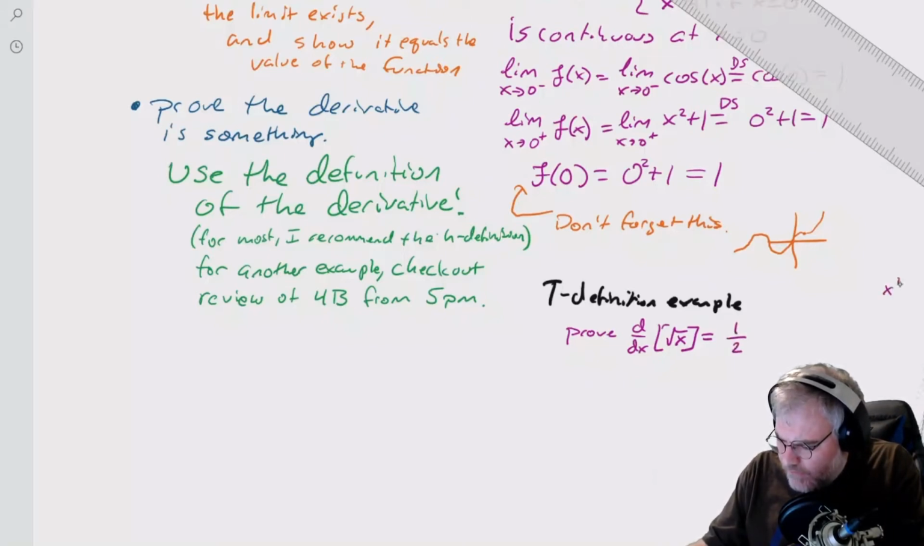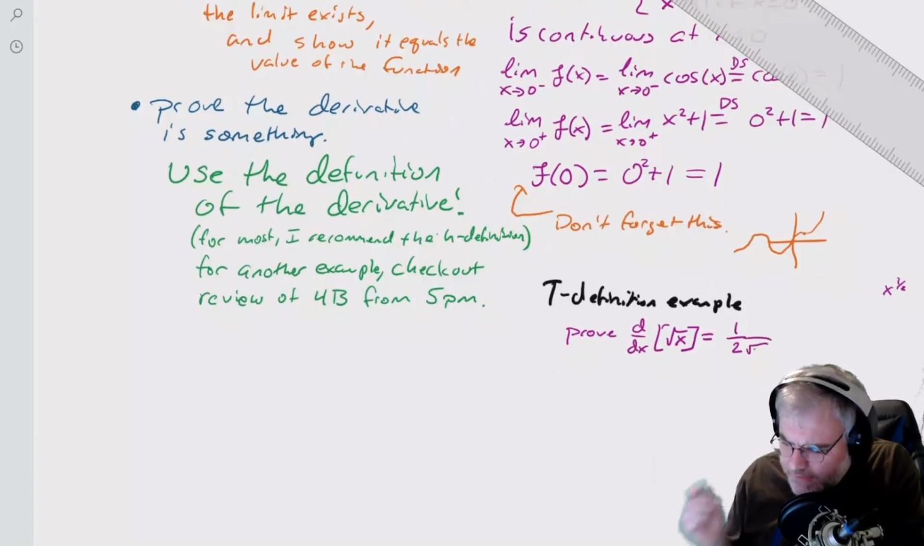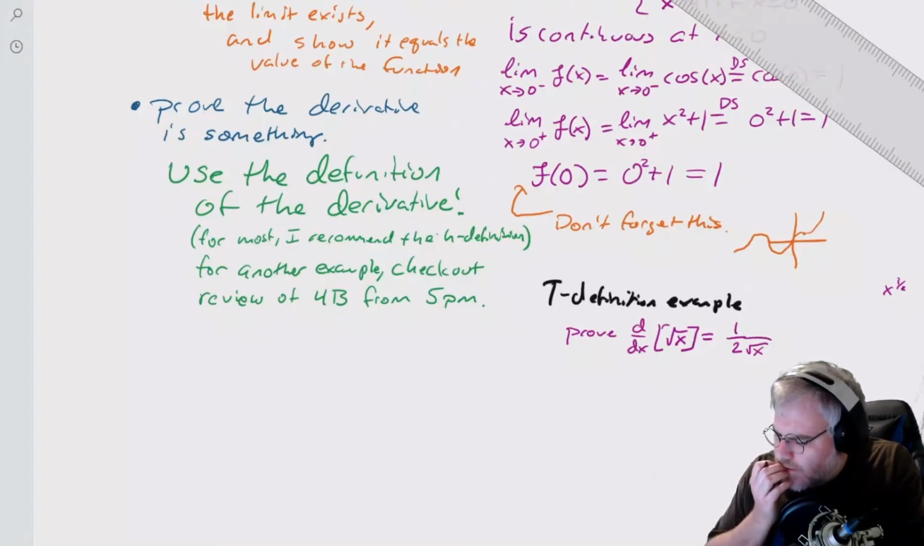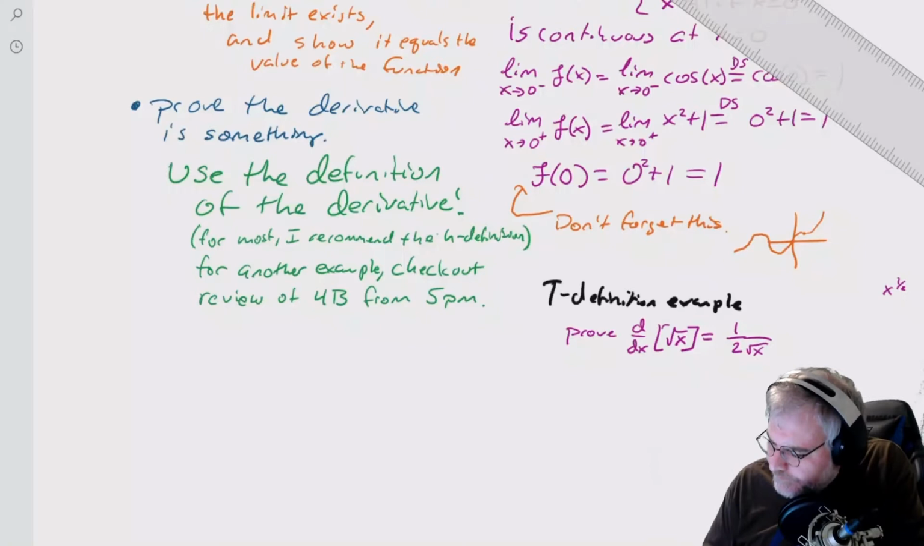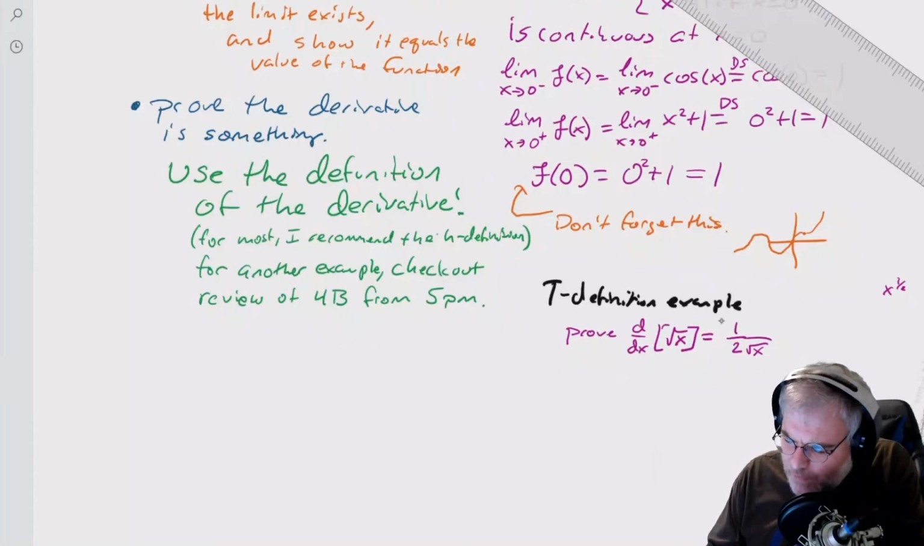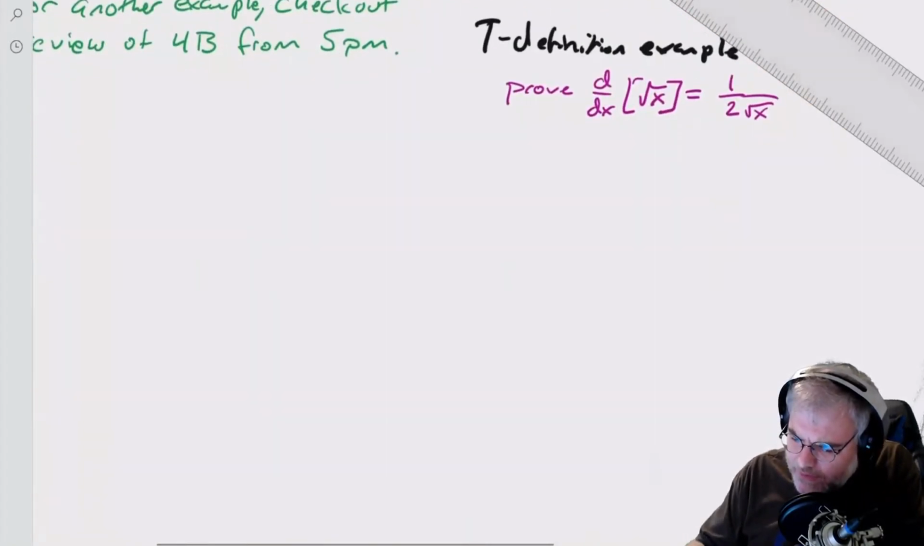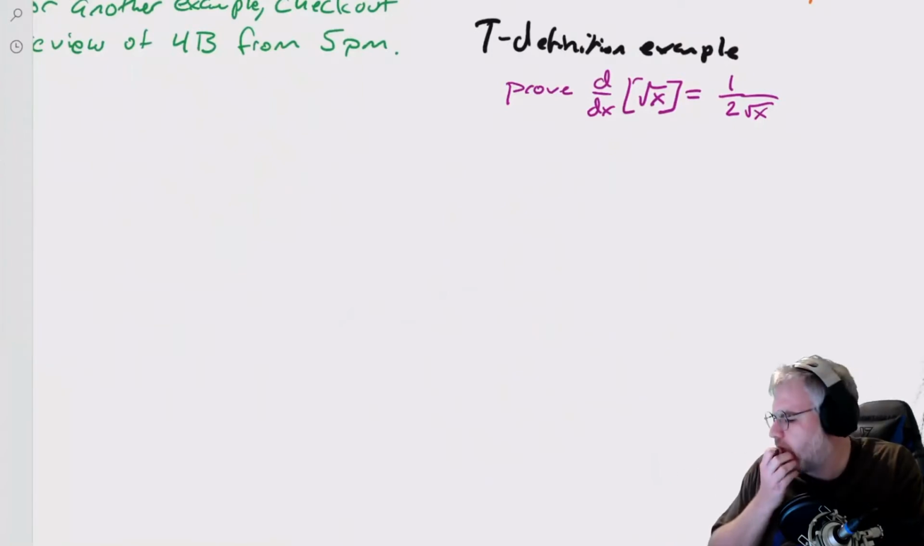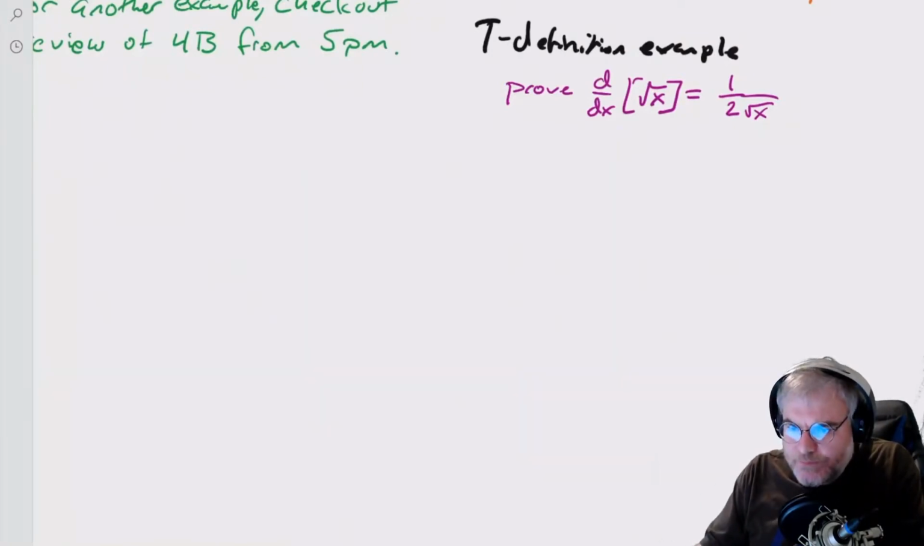It's 1/2 times x to the negative 1/2. So it's 1 over square root of x, 1 over 2 root x. My brain's not there right now. So I want to prove this. This is that exact same question that I had before today. All right, so what I'm going to do is use the T definition. So here my strategy is going to be using the T definition.